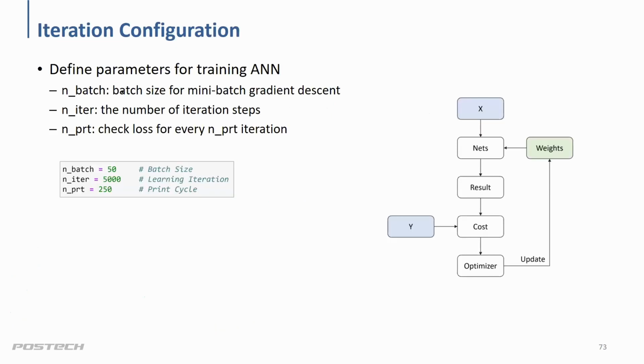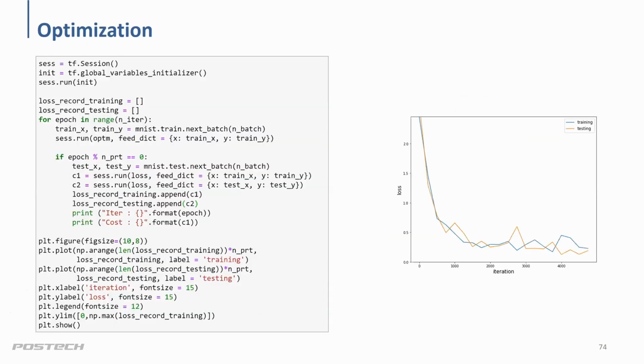So now it's for the iteration configurations. At this moment I would say the batch size is probably 50. It doesn't have to be 50. This one is the maximum number of iterations, and every 250 iterations I'm going to print out the value of loss. And that's how we put everything all together.